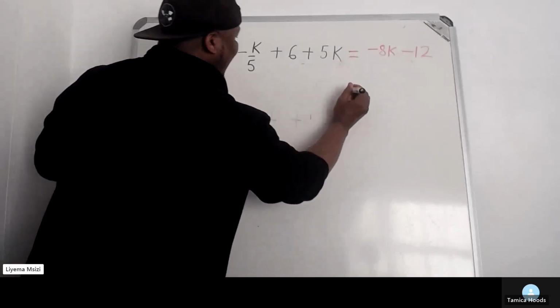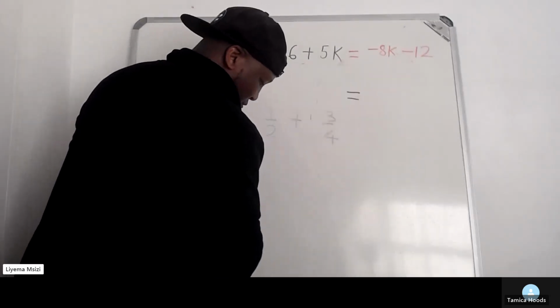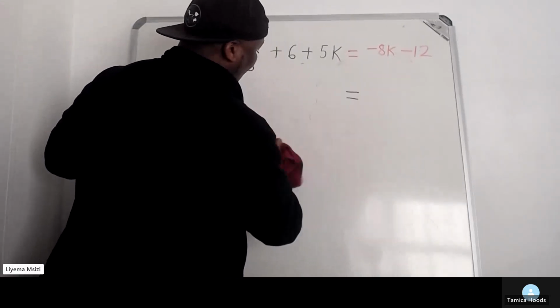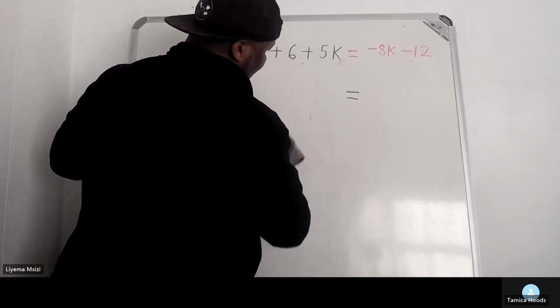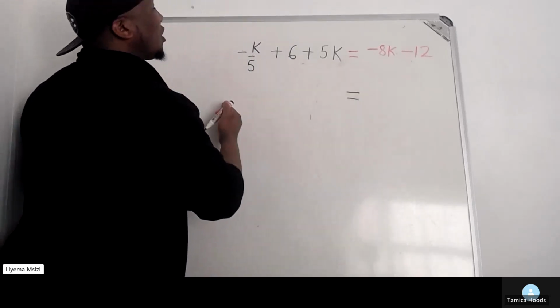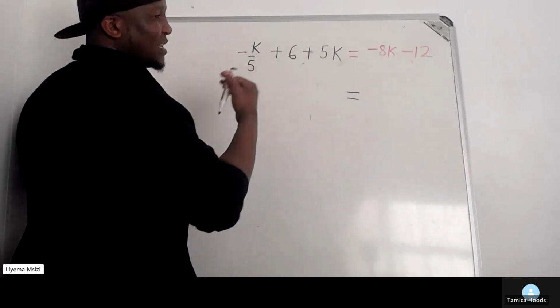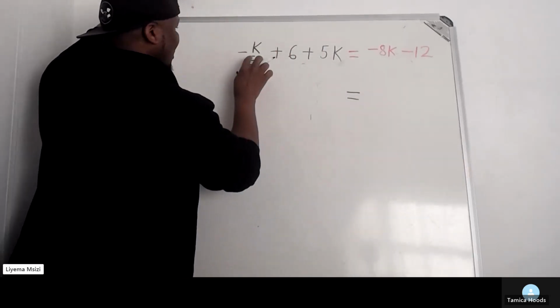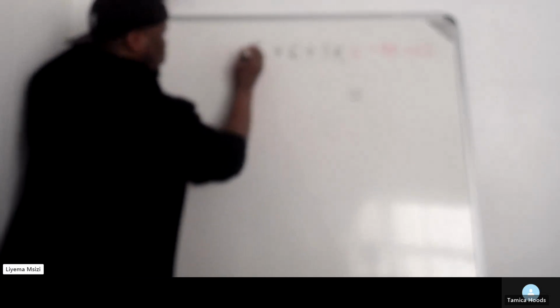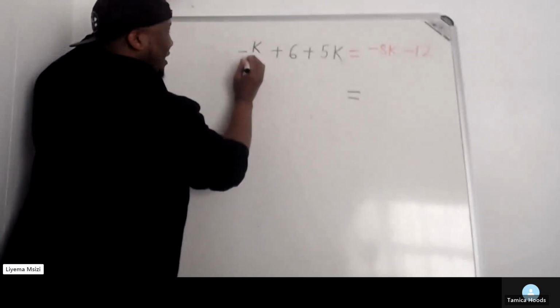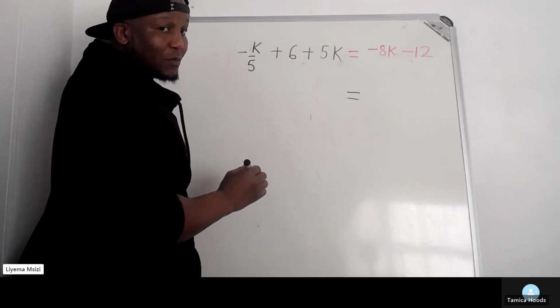So I'm gonna say my equal sign is here. And then all the K is gonna go to the left. Either you take all the K to the right or all the K to the left, it's still gonna give you the same answer. So this is K over 5. There's no number here. Which number is here? 1. Do you remember that?